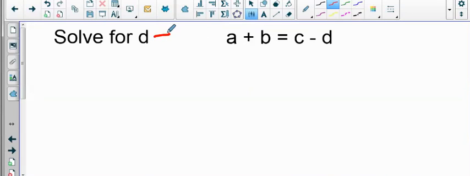So the way we do this is we want to isolate D. There it is, it's a negative D here. We want it to be a positive D. We can accomplish that by moving it to the left of the equation. And there it is on its own, or alone on the left side.